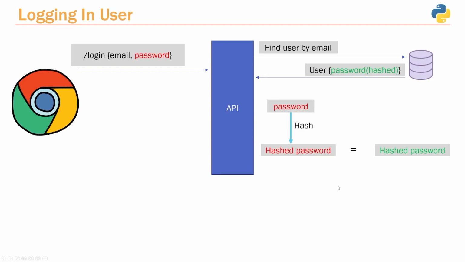And so if they're correct, we'll then go ahead and create a token first, and then we'll send it to the client. So it's as simple as taking the attempted password, hashing it, and then comparing it with the hashed password in the database. Because if the passwords are correct, then the hash should equal the hash in the database.